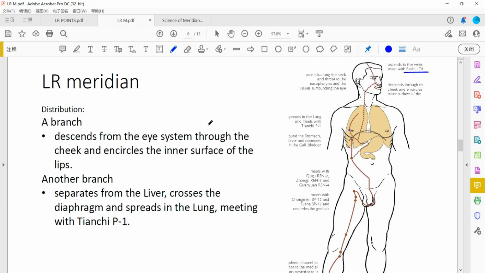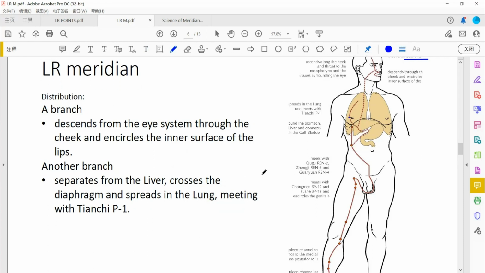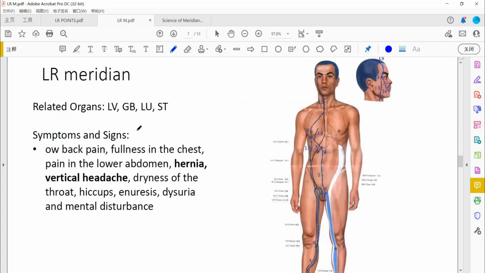So the question for you: which yin meridian will go to the face, go to the head? Which yin meridian will go to the head? Relate the organs: liver, gallbladder, lung, stomach. Liver, gallbladder for sure, and lung, stomach.